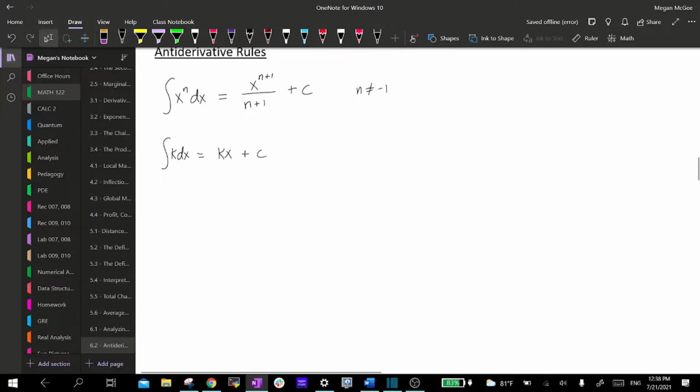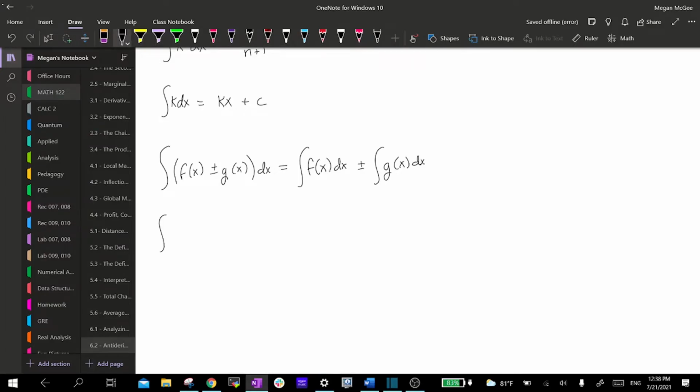Again, similar to derivatives, we can split integrals over sums and differences. So if we have the integral of f of x plus or minus g of x dx, we're going to end up with the integral of f of x dx plus or minus the integral of g of x dx. Again, making sure you're always capping off that integral with a dx or whatever variable that you are using in your problem.